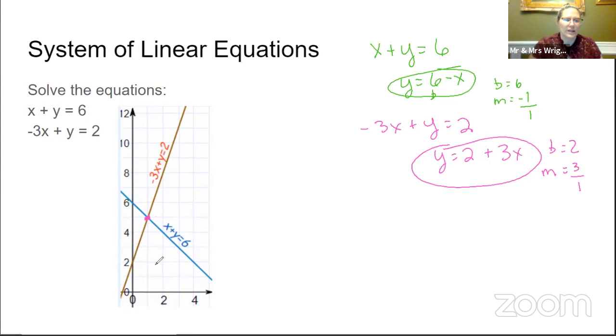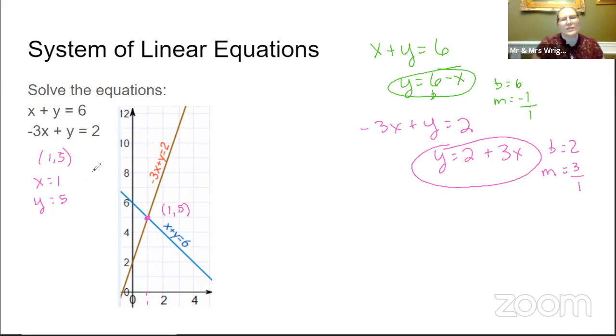Well, remember the point has an ordered pair. Our x value is the horizontal movement from the point of origin. That's a positive 1. And the y value, the second number, is going to be our vertical movement from the point of origin, which is a positive 5. So this is the point (1, 5), and that is my answer. So you can either write that as (1, 5), or you could write x equals 1 and y equals 5.